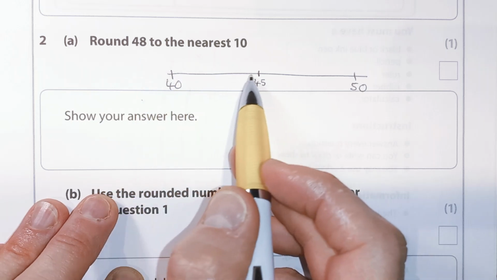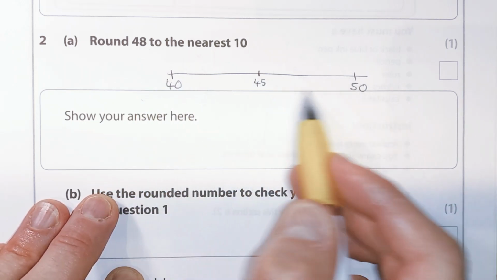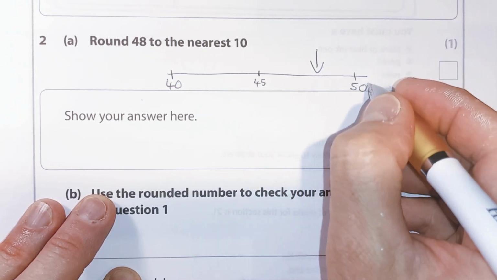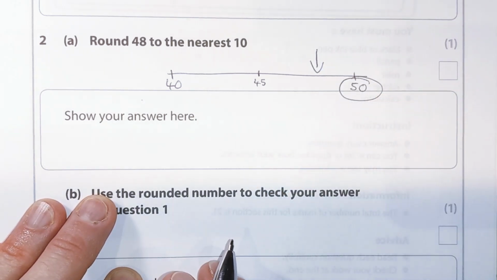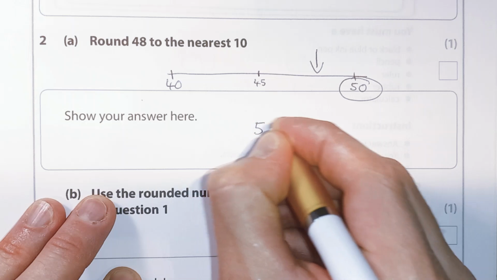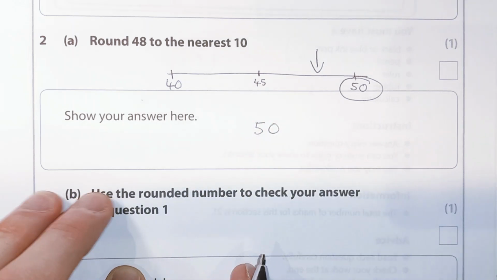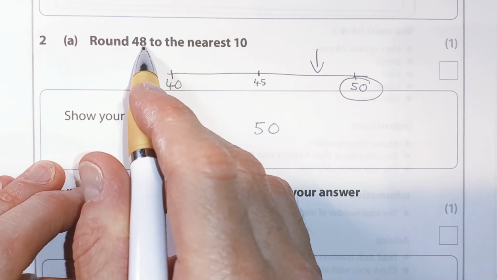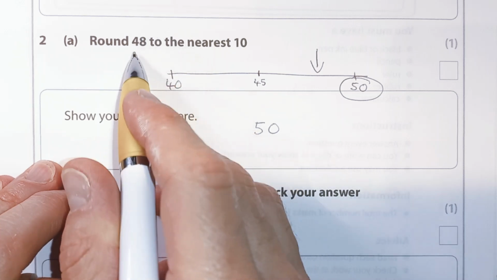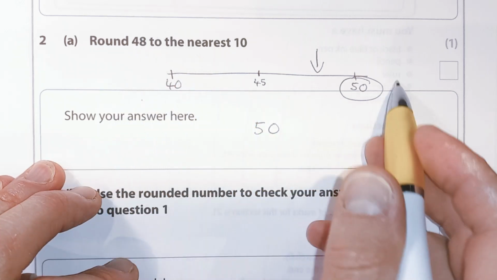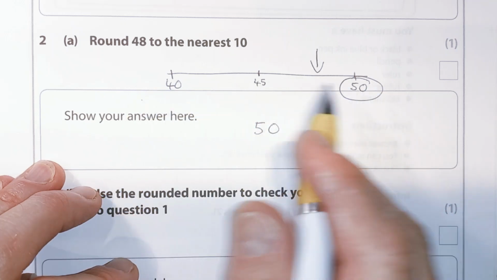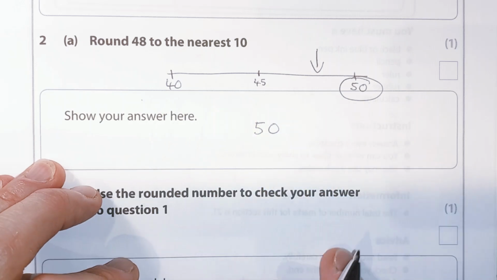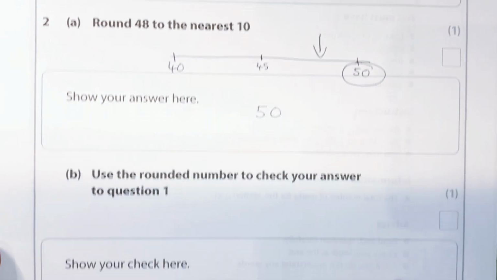And 48, is it going to fall in this section or this section? Well, it's more than 45, so it's going to fall over here, which means it's going to round up to 50. You can also use the rule that if it's 5 or more, we round to the nearest 10, which is 50. But I think drawing the number line really helps, because straight away we know what our two possible answers are. And then we just have to find out which way we're going.